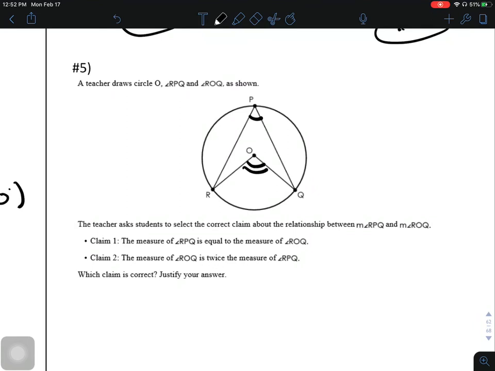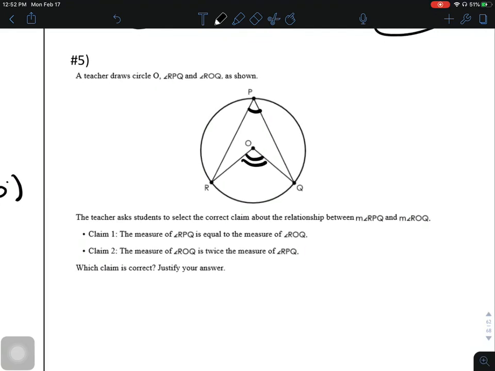So before we get into these claims, let's just think about this. Measure of arc RQ has to also be 2 dashes. Remember, this inscribed angle is going to be half of this arc, which means in turn it's half of the central angle. So the measure of angle RPQ has to be half of the measure of angle ROQ.